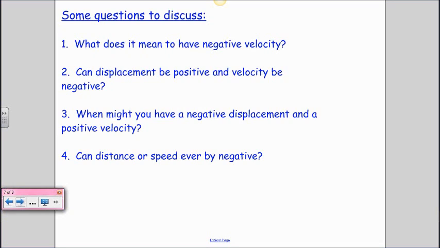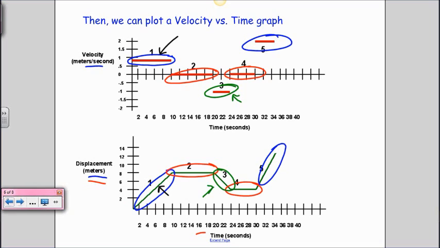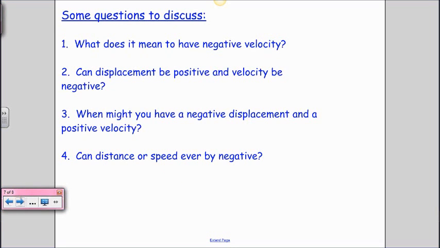Can displacement be positive and velocity be negative? Well, let's see. Where was our velocity negative? At point 3. If we look at point 3 right here, is our displacement negative? Our change here is, but overall it's positive. So yes. So when might you have a negative displacement and a positive velocity? Well, if you're moving forward faster than you move back, even though you end behind your starting point, you will have a positive average velocity and a negative displacement.